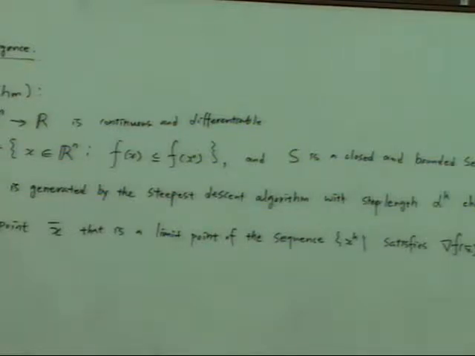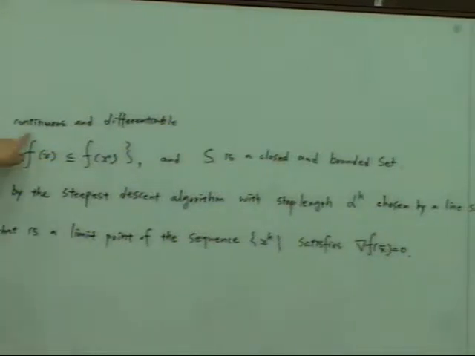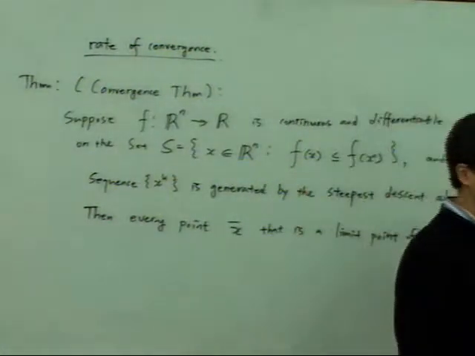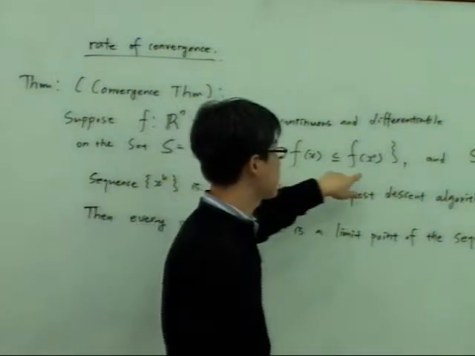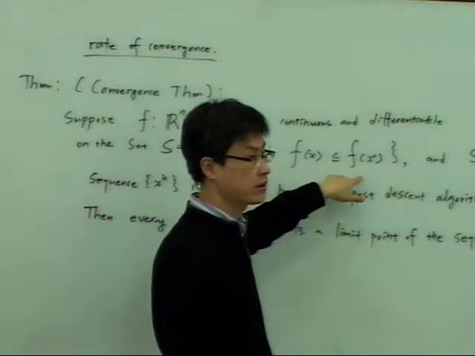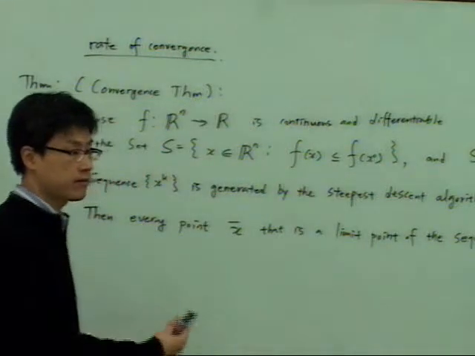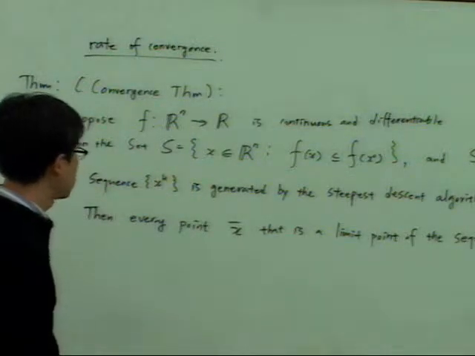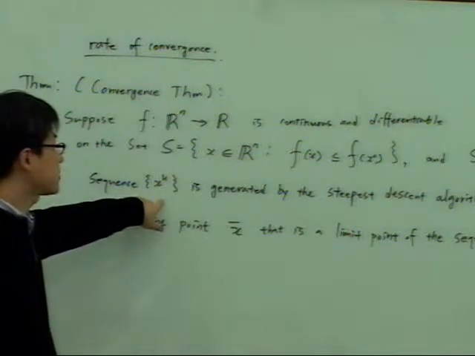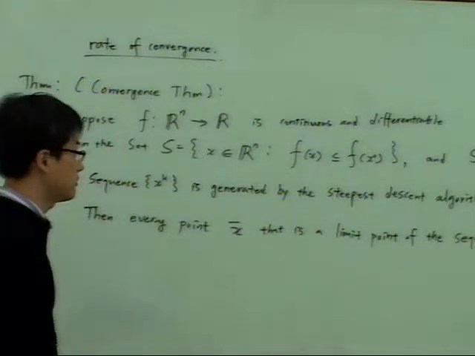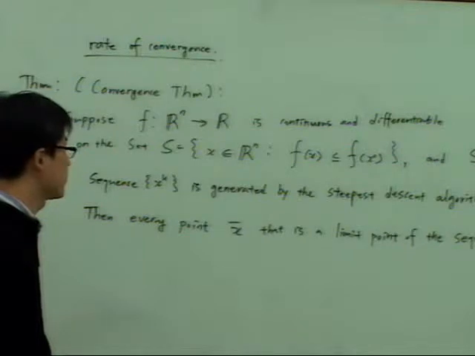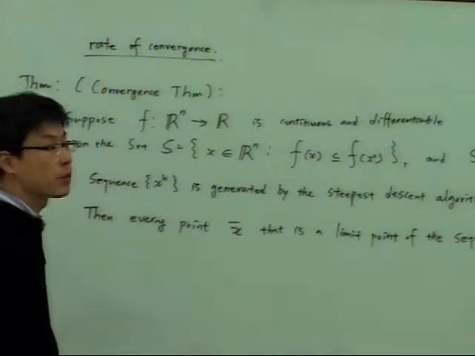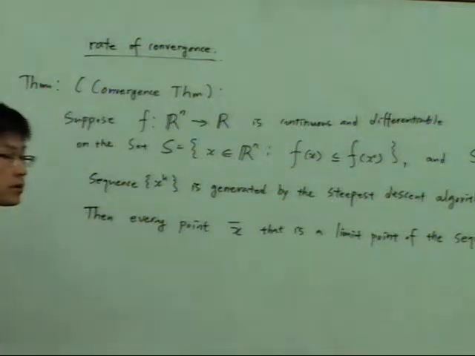It's a theorem that says if our objective function is continuous and differentiable, and our feasible set is closed and bounded, and at the same time this S satisfies this condition, which means the set has an upper bound, then the sequence x_k generated by the steepest descent algorithm with step length alpha_k chosen by the line search will eventually reach the optimality point.